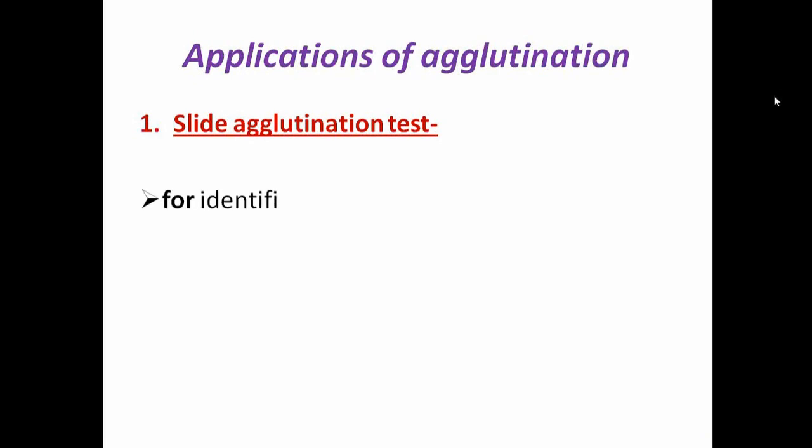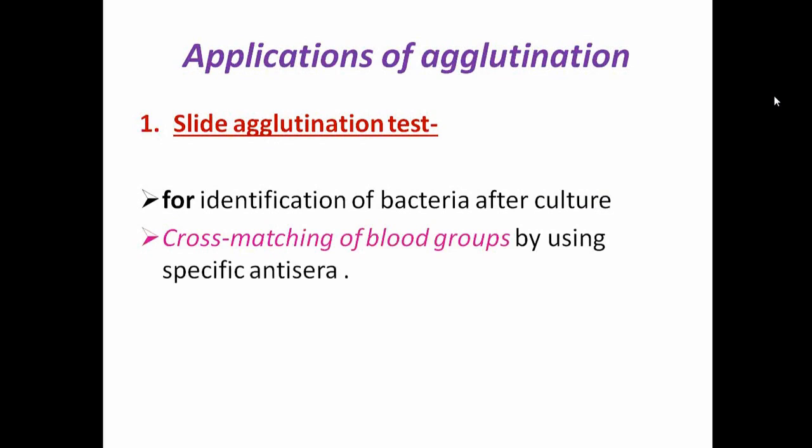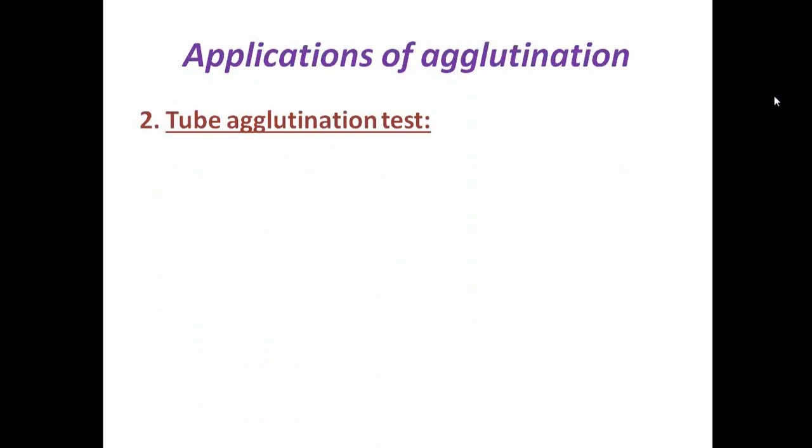In the applications of agglutination, the first one is the slide agglutination test, which is used for the identification of bacteria after culture, and secondly it is used for cross-matching of blood groups by using the specific antisera. Next we have the tube agglutination test, which is the quantitative procedure for determination of antibody titer.